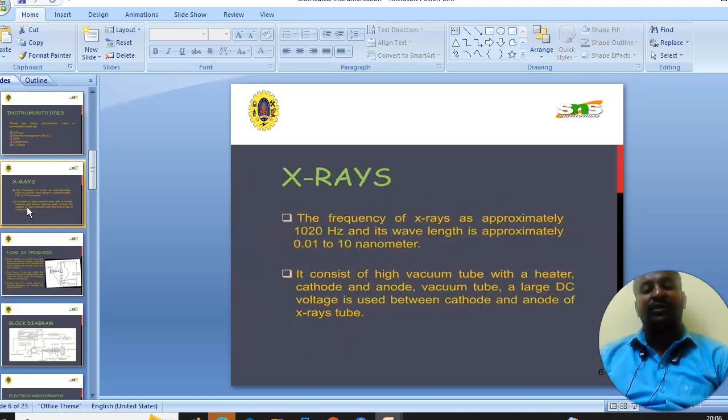The frequency of X-rays is approximately 10^20 Hz, and its wavelength is approximately 0.01 to 10 nanometers. It consists of a vacuum tube with a heater, cathode, and anode. In the vacuum tube, a large DC voltage is applied between the cathode and anode of the X-ray tube.